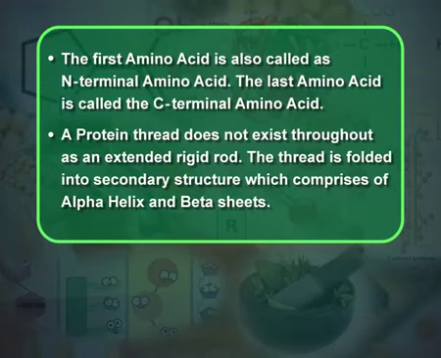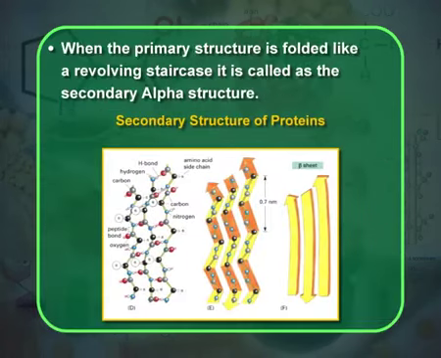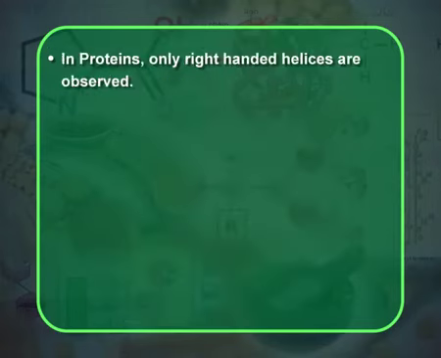Instead, the thread is folded into secondary structure which comprises an alpha helix and beta sheets. When the primary structure is folded like a revolving staircase, it forms the secondary structure which is known as the alpha structure. In proteins, only right-handed helices are observed.